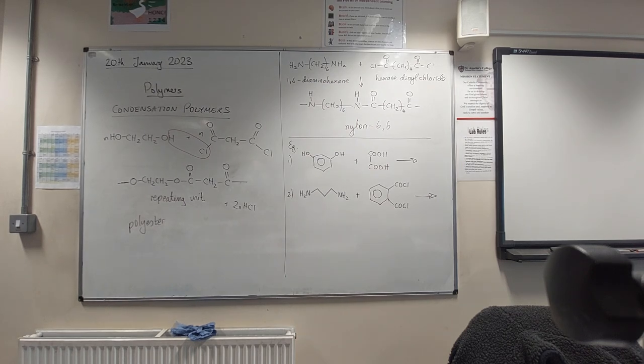What happens with chlorines? So the chlorines go away with the spare hydrogen and form HCl. Same as in this example here. For polyester, the first one, the little molecule produced will be water. Two waters produced for every repeating unit.